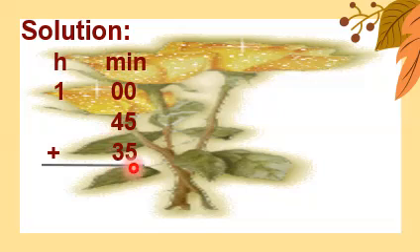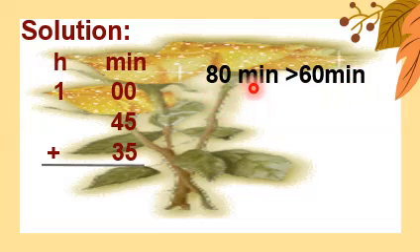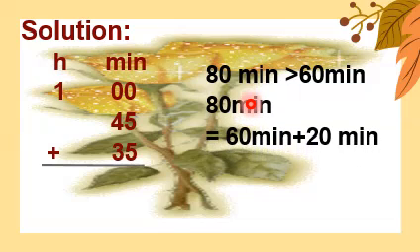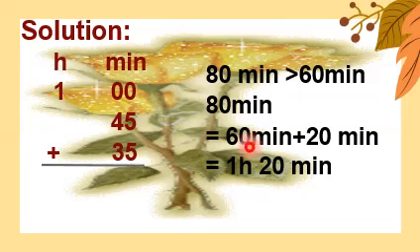Now first we will add 45 and 35, then we will get 80. 80 minutes are greater than 60 as we discussed before. So 80 minutes means 60 minutes plus 20 minutes. 60 plus 20 is equal to 80. So we will split 80 into 60 and 20 minutes, and as we all know, 60 minutes equals 1 hour. 80 minutes is equal to 1 hour and 20 minutes.